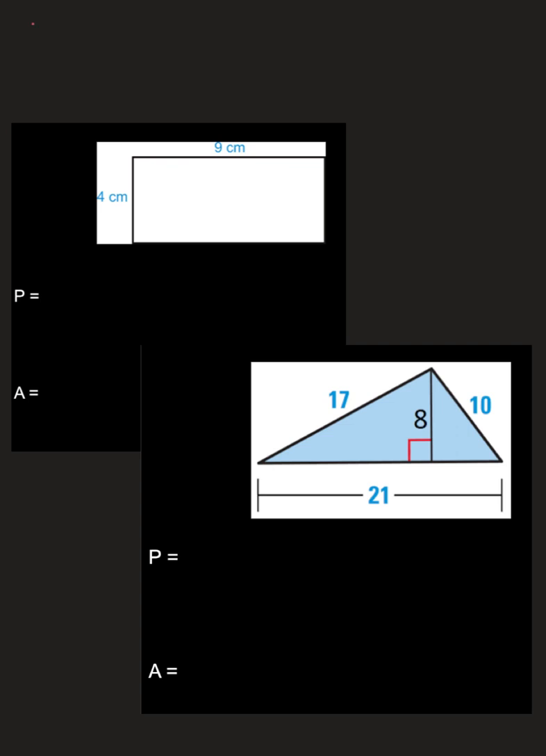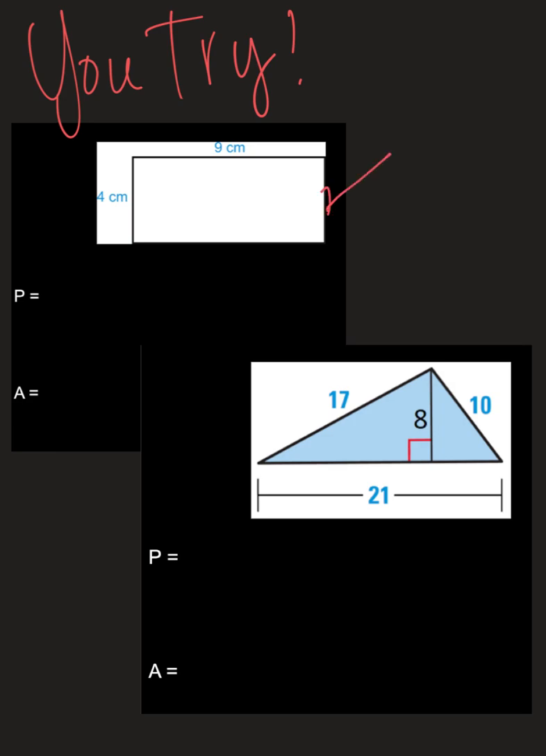We have a couple U-tries. They are on your paper. Go ahead and find the area and perimeter of both the rectangle and the triangle. And then remember to continue the video. There's more to it.